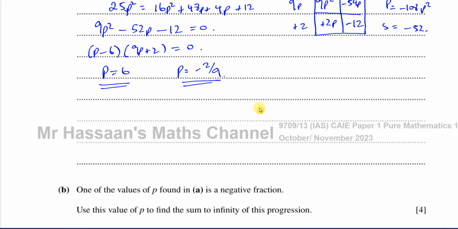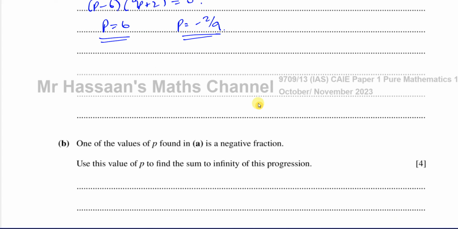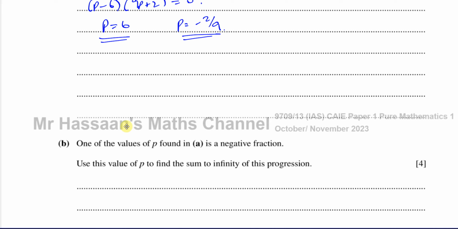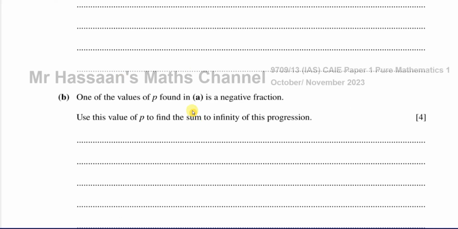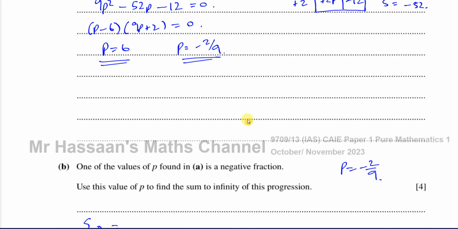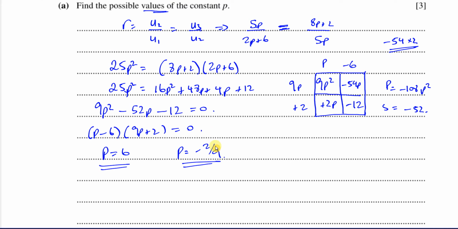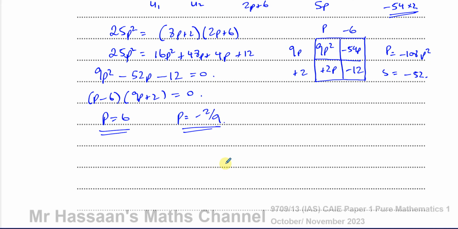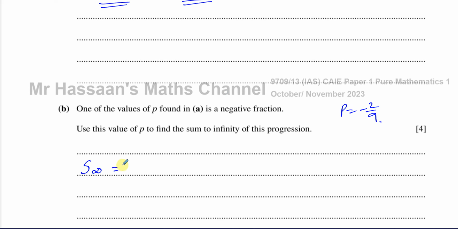All right, now for part B, it says one of the values of p found in A is a negative fraction. Use this value of p to find the sum to infinity of this progression. So we're going to use p = −2/9. Now the sum to infinity only exists when the magnitude of the common ratio is a fraction less than 1. So obviously that will give us that, but we'll see.